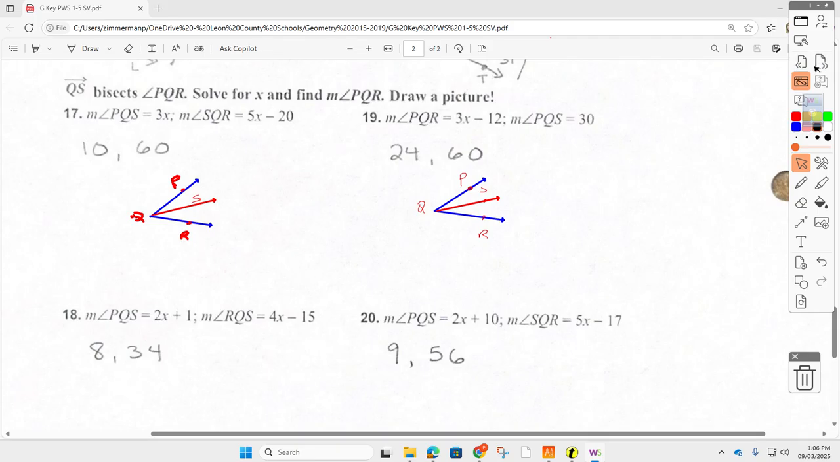All right, we're going to do 17. So we've got our diagram already, Jamari. You're good with that? Okay, then I'm going to label some more parts. It says that PQS equals 3x. So the measure of angle PQS is 3x, right? And it tells me the measure of angle SQR is 5x minus 20.